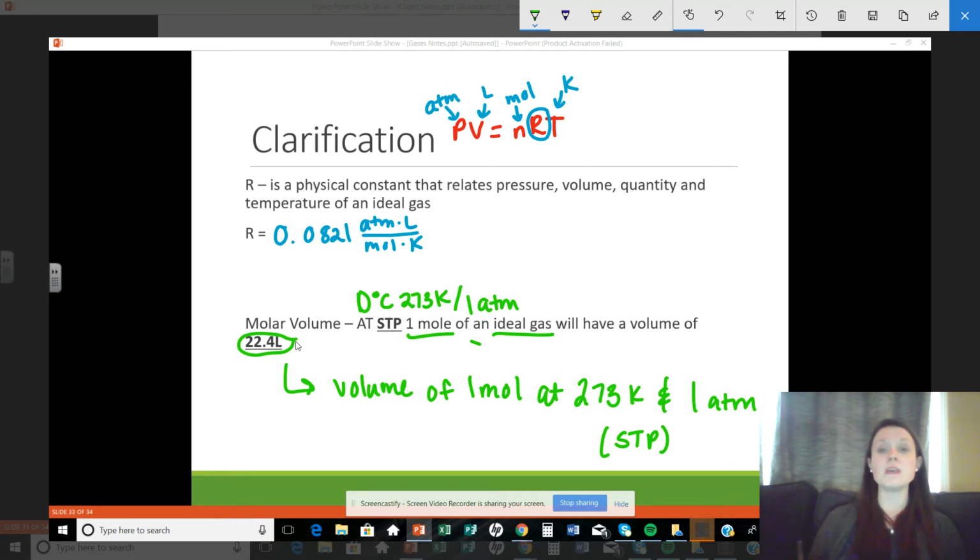Okay. Now, yesterday, I was seeing a lot of kids use this number here as their value for R. You cannot do that, okay? Because this number and our R value are totally different from one another. 22.4 liters is simply the volume of 1 mole of gas at STP, whereas our R value is a physical constant that we use in the ideal gas law. Okay, they are two different things.